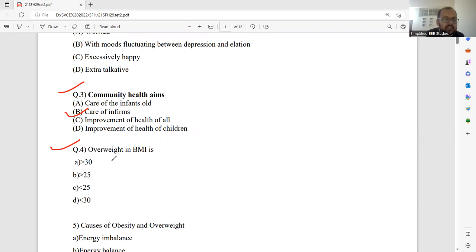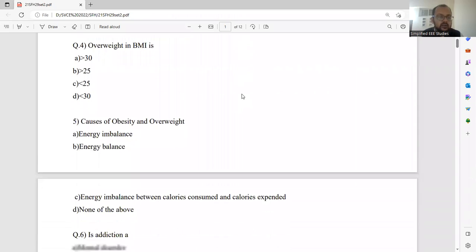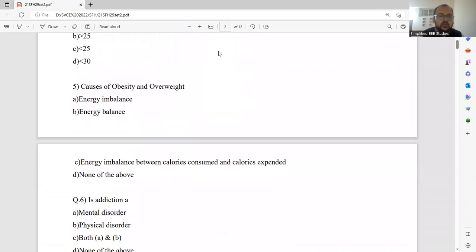Overweight in body mass index, which is the right answer? Question number 4, you have to select option B. Overweight in BMI is above 25, that could be the right answer. Please select option B. We have discussed a similar kind of question, I think you remember it from the previous set question paper.